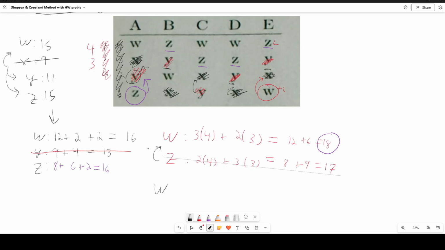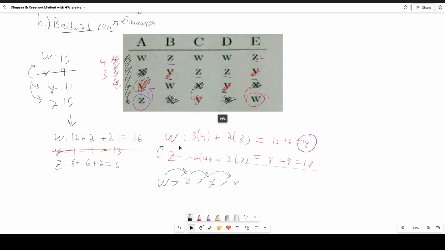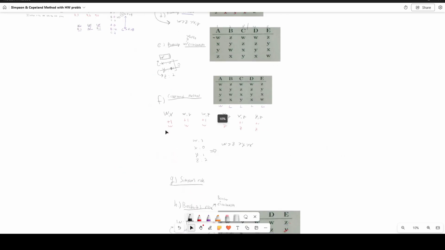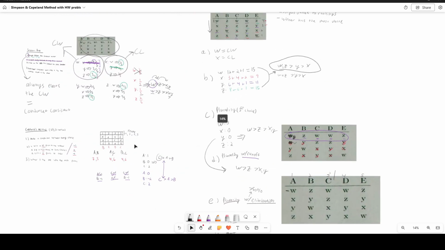So we have W, next place would have been Z, next place would have been Y, next place would have been Z. To write this out, you just go backwards and you reverse the order in which you eliminated candidates. These were all the voting method parts of this question. If you have any questions, please feel free to reach out to me.